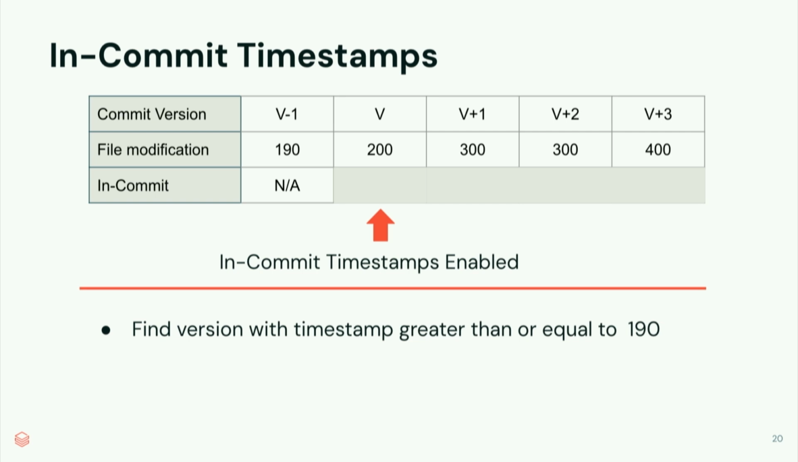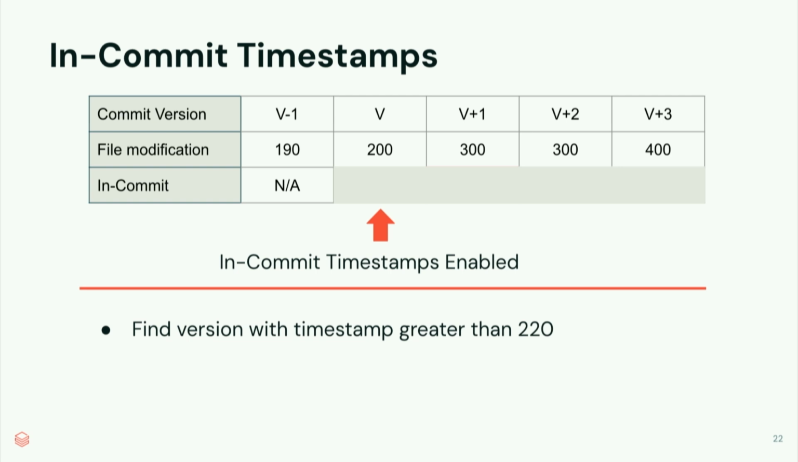Let's say I want to find the version at 190. We're able to use file modification timestamps and just go straight away. We found it. There's trickier cases with more advanced Delta features in in-commit timestamps, where the timestamp is inside the commit. You have to do a read. So it's a little bit trickier to find.